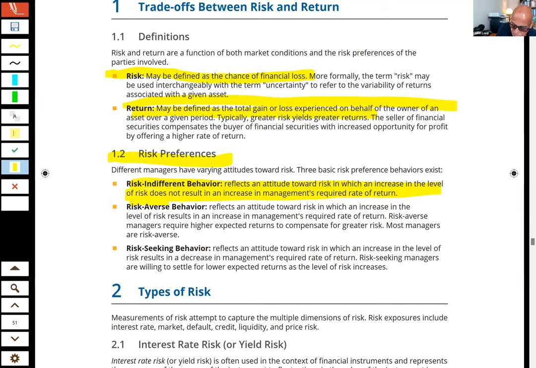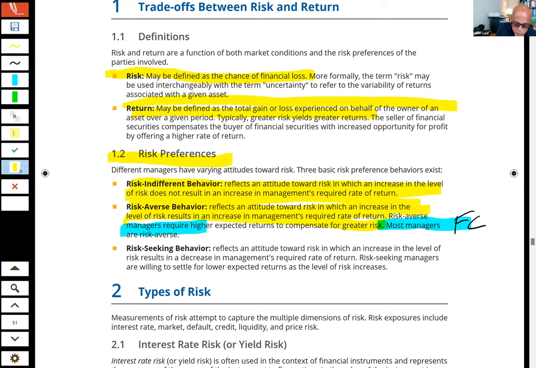Risk averse behavior is, hey, if we're going to take on additional risk, then we'll be looking for a higher return. And so you can see, and that's sort of human nature, but they put it in the terms of managers. Most managers are risk averse. So why don't you go ahead and flashcard that, that is sort of the normal set. The more risk, the more return.